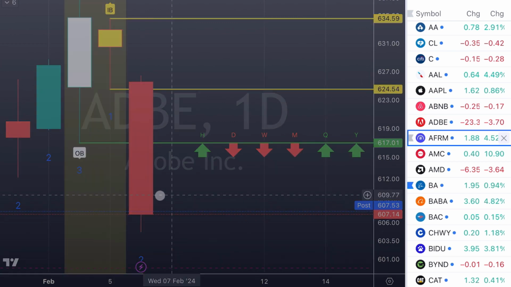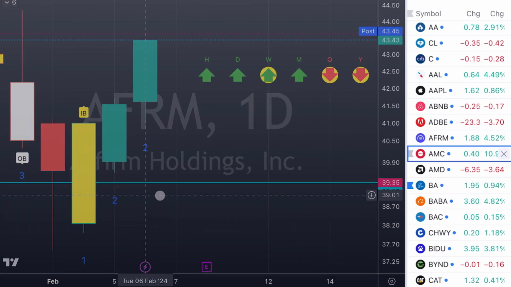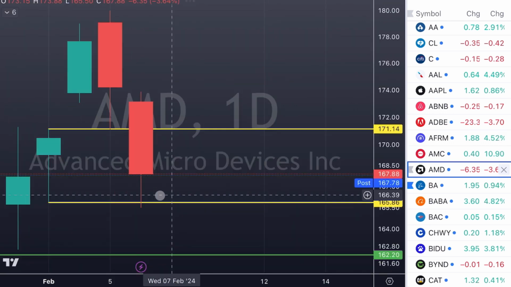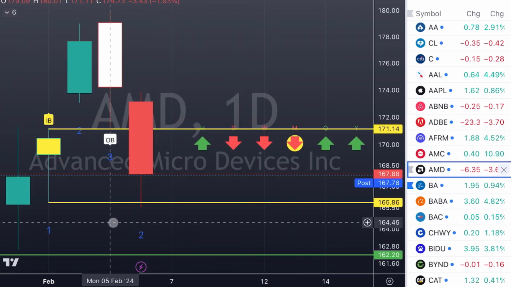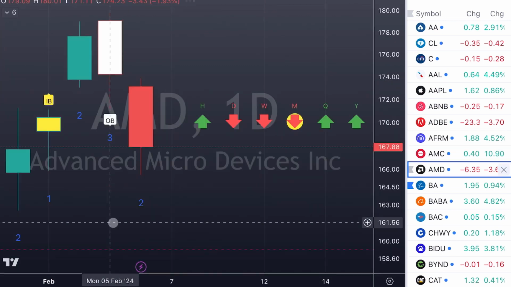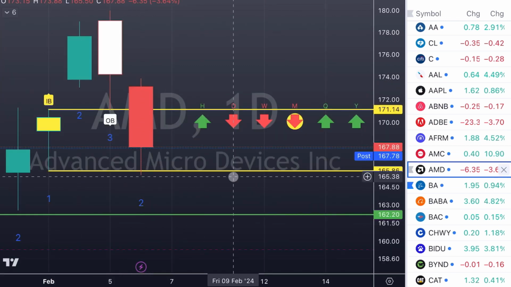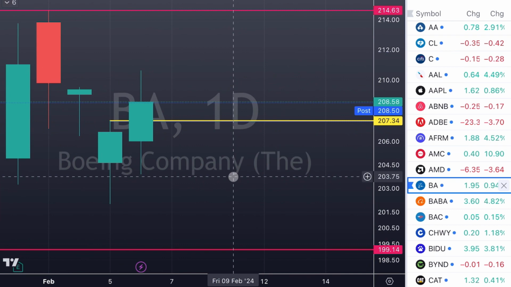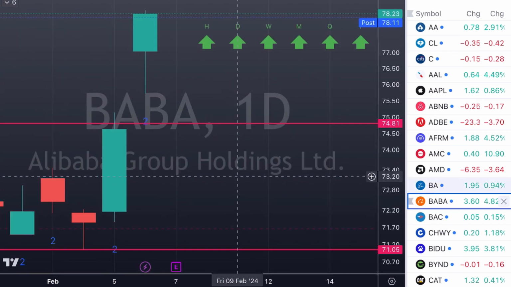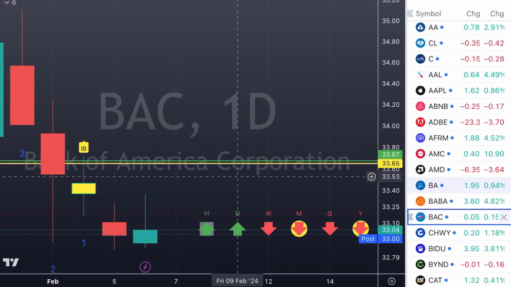Ran to the downside. Look at AFRM, no setup there. No setup on AMC, and not something I would normally give you guys because AMC is so wishy-washy. AMD, 2 down red, nothing. Boeing, nothing doing there. It's just a 2-up green. Alibaba, nothing doing. BAC, nothing doing.